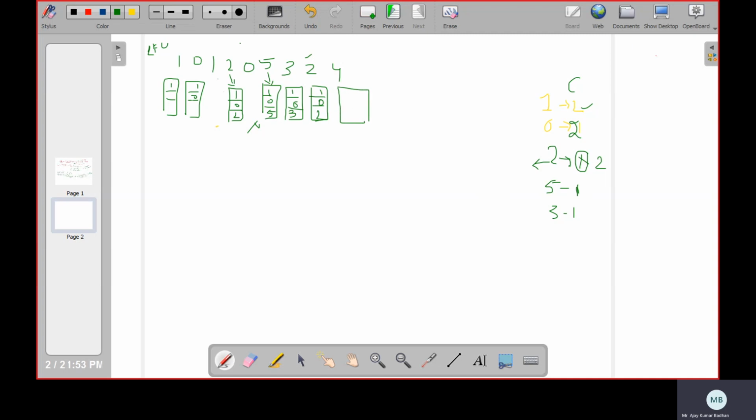Now I want to place 4. Which one do I need to remove? If you see here, 1 is having 2, 0 is having 2, 2 is having 2. Since all the counter values are the same, we can follow the FIFO method to eliminate one. If you see here, 1 is the one which has been there the longest. So I'll remove that, giving 4, 0, 2. This is the way how your LFU works.